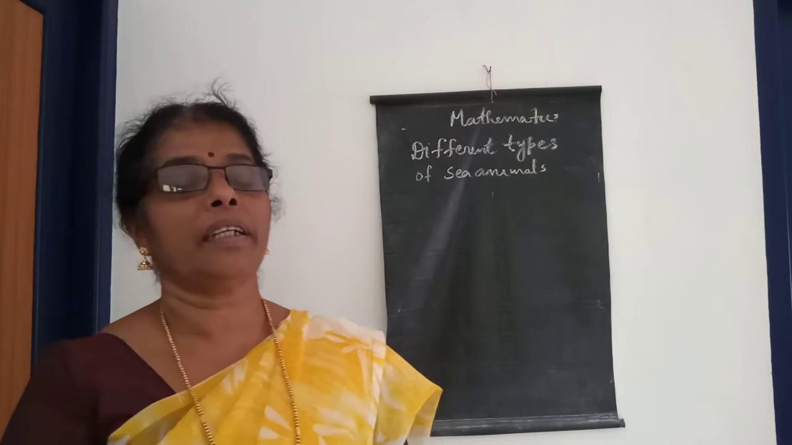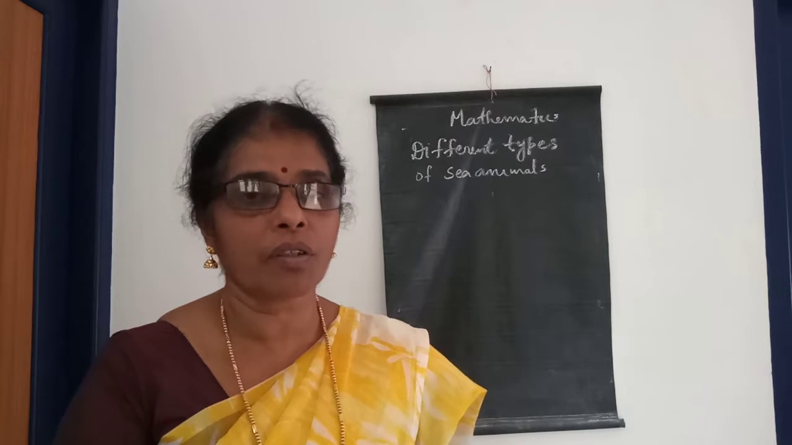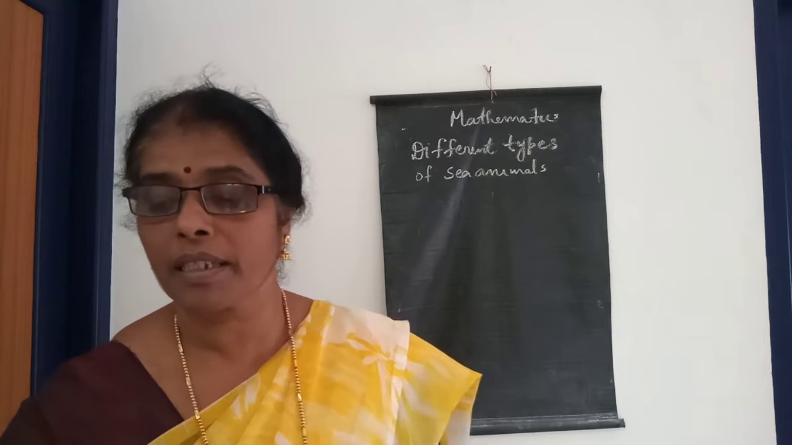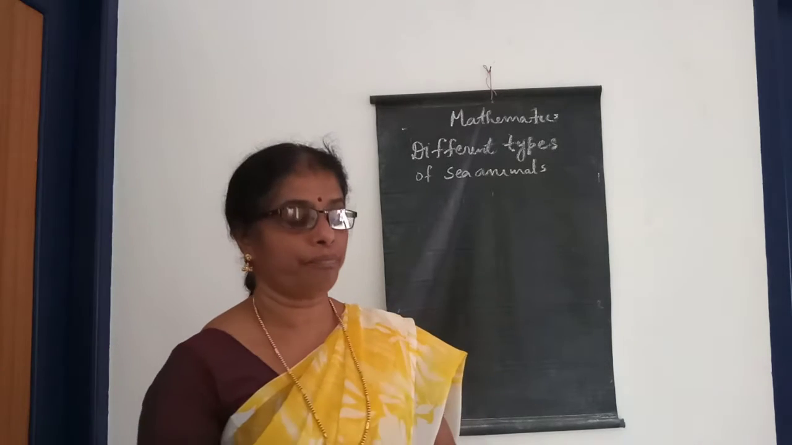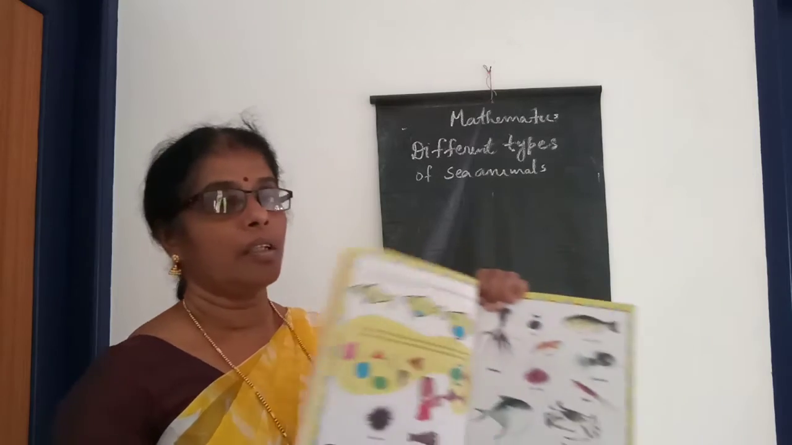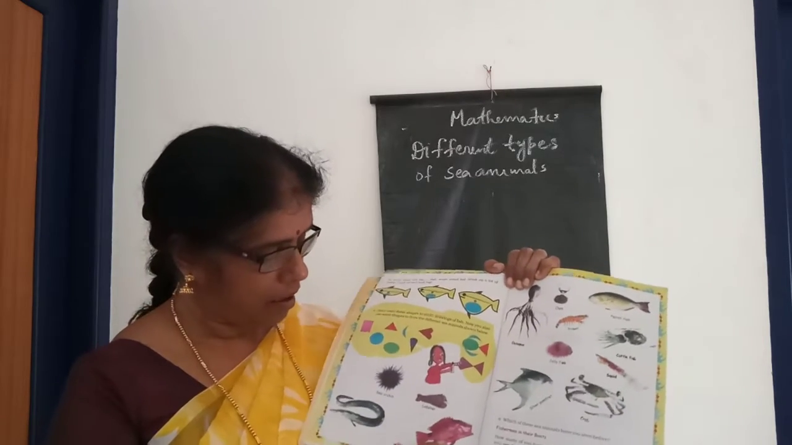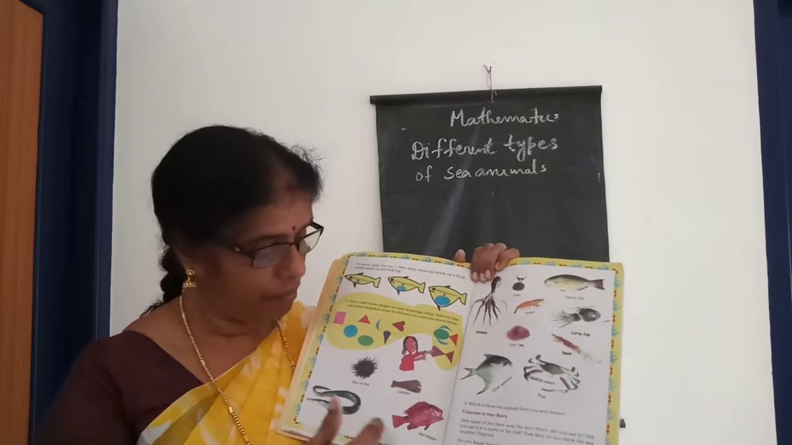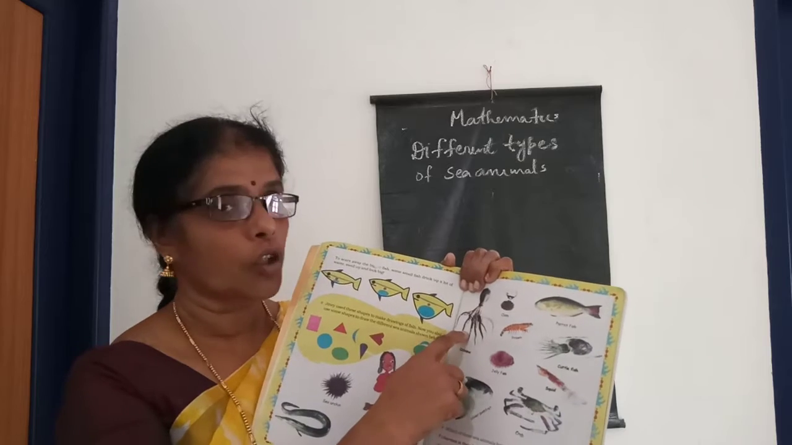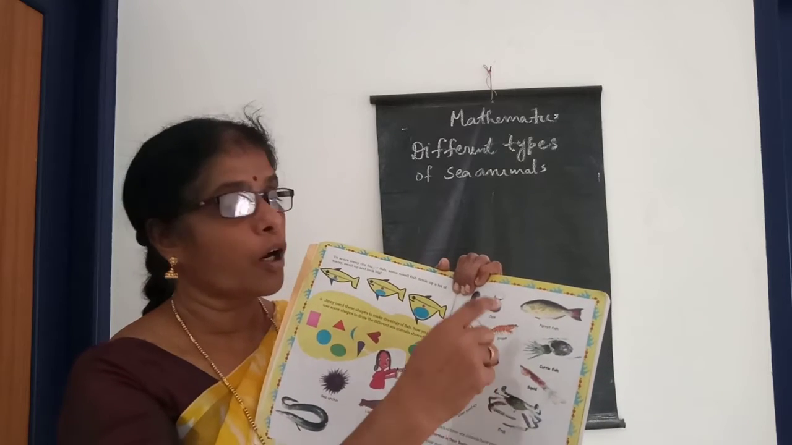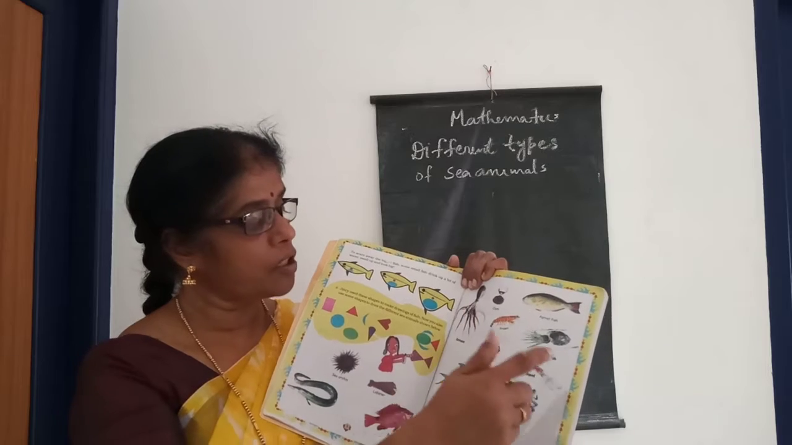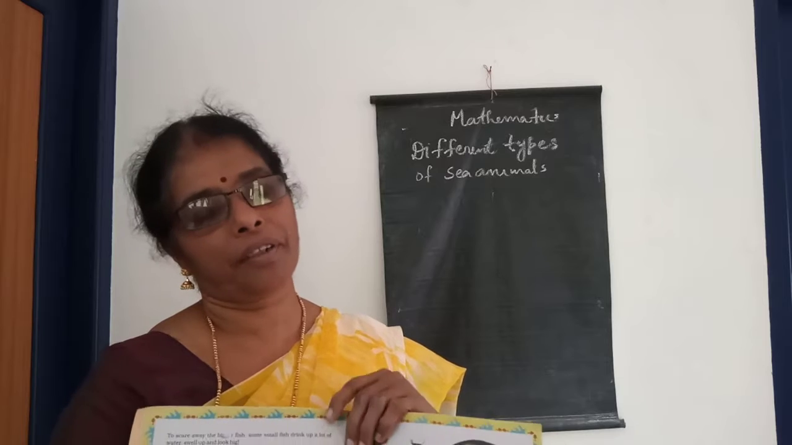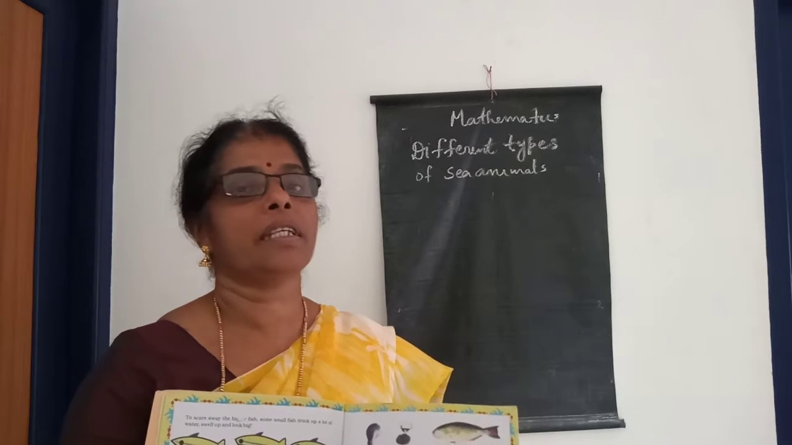What are the different types of sea animals, different types of fish? Then what are they, children? What are the different types of sea animals that you can already see here? Look here, children. Different types of sea animals. This one: sea urchin, lobster, eel, red snapper, octopus, clam, prawn, parrotfish, jellyfish, cuttlefish, squid, crab, silver pomfret. These are the different types of sea animals.